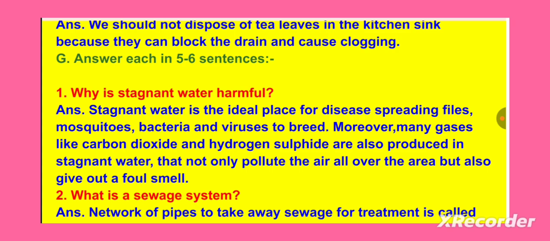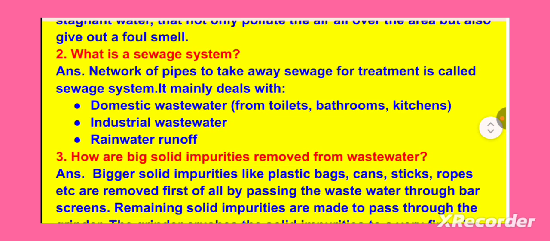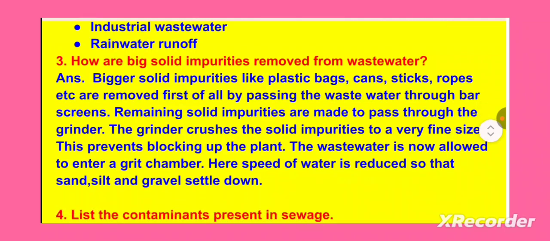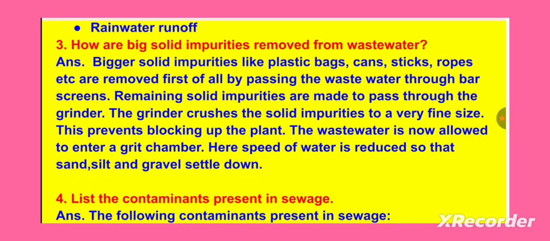What is a sewage system? Network of pipes to take away sewage for treatment is called sewage system. It mainly deals with domestic wastewater from toilets, bathrooms, kitchens, industrial wastewater, rainwater, runoff. How are big solid impurities removed from wastewater? Bigger solid impurities like plastic bags, cans, sticks, ropes, etc. are removed first of all by passing the wastewater through bar screens.